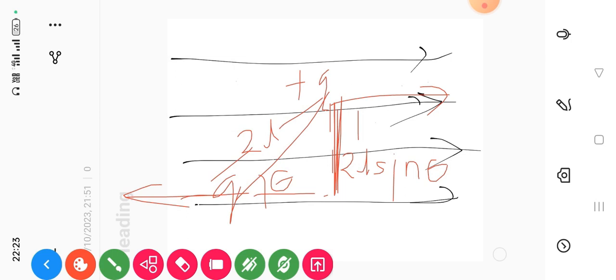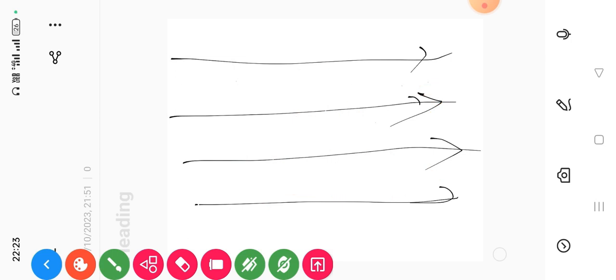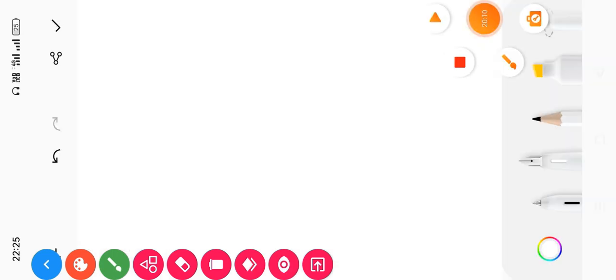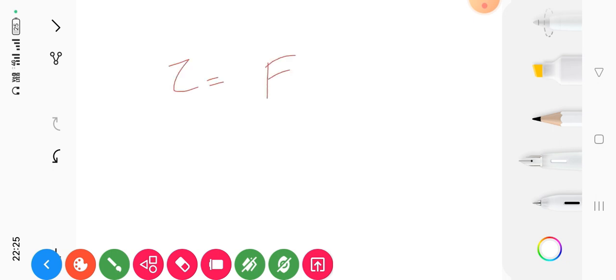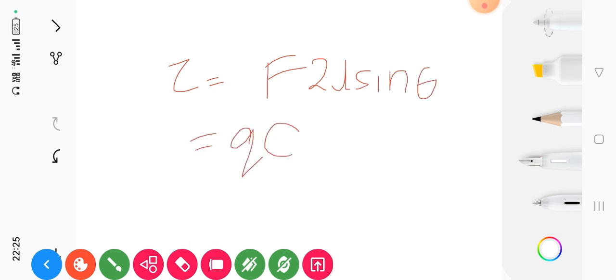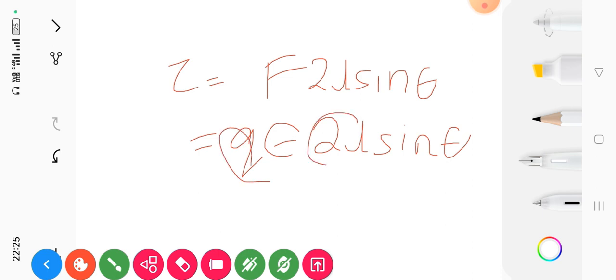So coming back to what we were doing, what will be the torque now? It will be either force multiplied by the perpendicular distance. I told you this is 2l sine theta, and the force is QE, as I told you, the force exerted by each charge in magnitude, times 2l sine theta. And this quantity, Q times 2l, is the dipole moment.